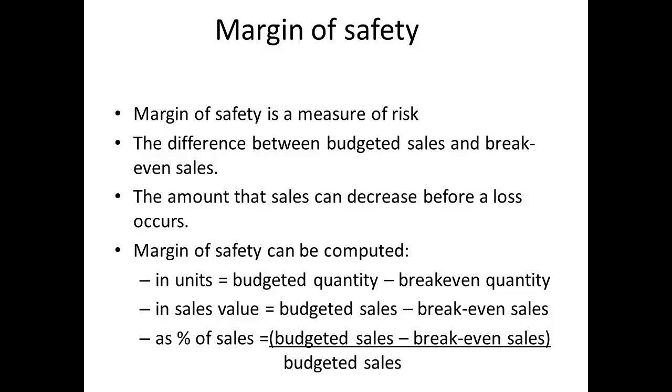The margin of safety is a calculation to measure risk. It represents the amount that sales can decrease before a loss occurs and can be expressed in units of production, in sales value, or as a percentage of sales. It is a way of representing the difference between budgeted sales and break-even costs.